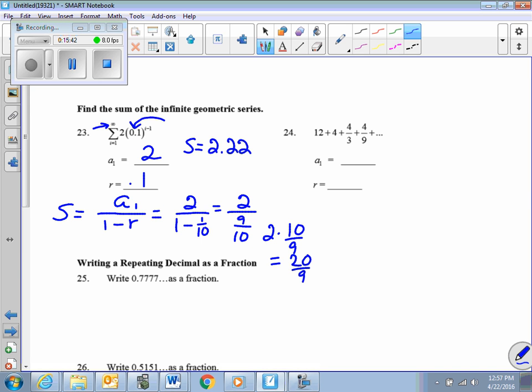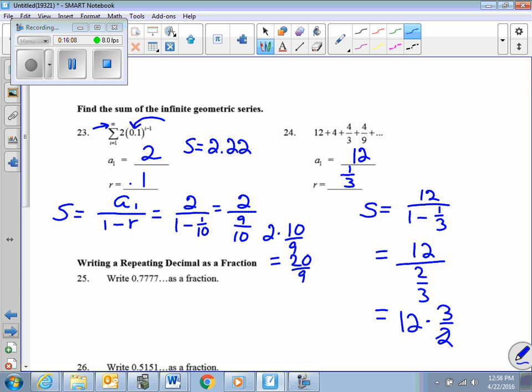All right, let's see. We got 12. Let's see what r is. r is 4 divided by 12, so r is a third. So I can get a sum. S is a sub 1 divided by 1 minus r. So S is going to be 12 divided by 2/3, which is 12 times 3/2, which is going to give me 18. So the sum of that infinite series actually is 18.